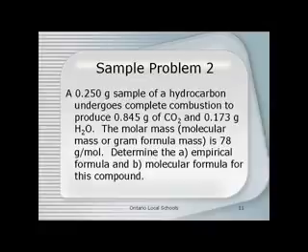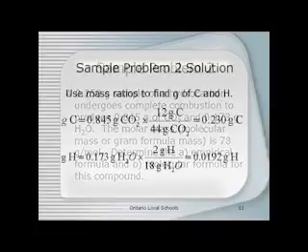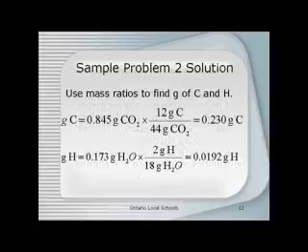What I'd like you to do is pause the podcast at this point and try and work this problem through, get as far as you can, and then resume the podcast and we'll check your answers and see how you did. Welcome back. Let's see how you did.